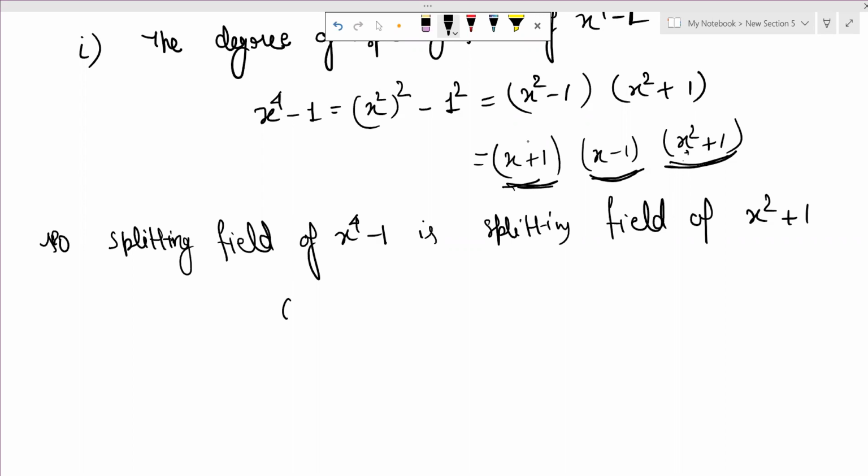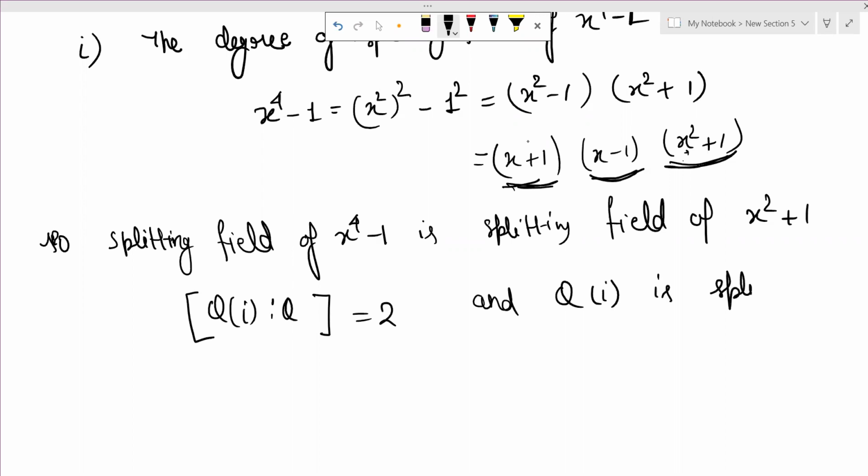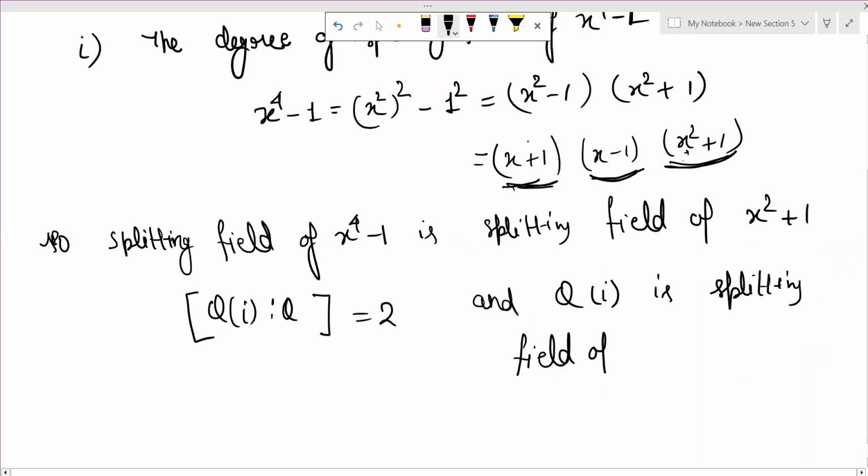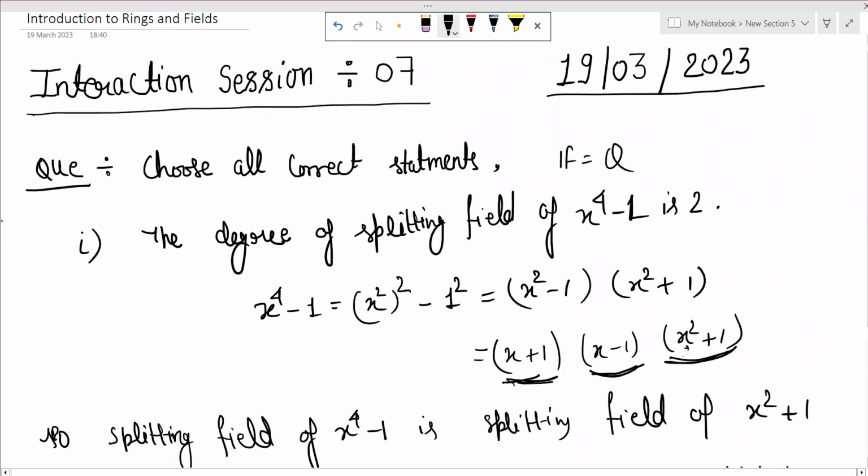So Q(iota) over Q is a degree 2 extension, and Q(iota) is the splitting field of x to the power 4 minus 1. So we are done. So this is a true statement.